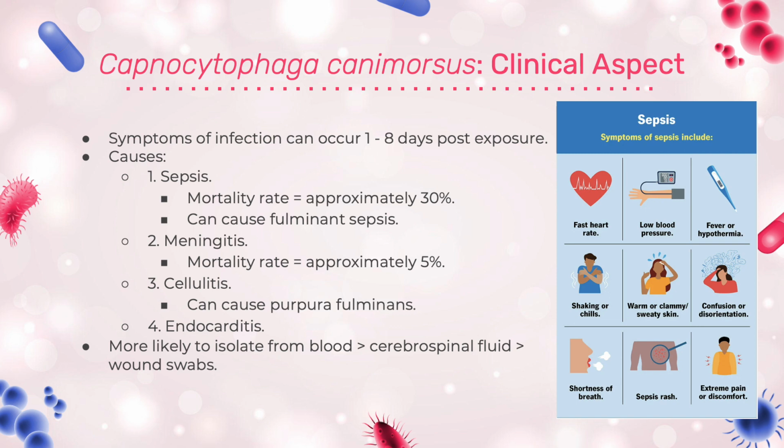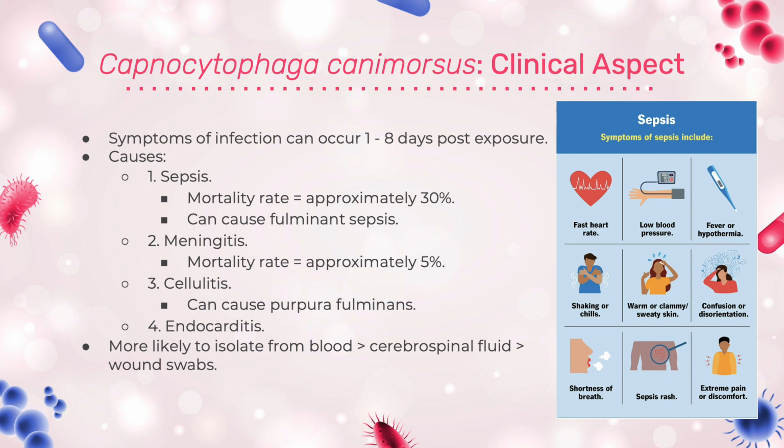The mortality rate of sepsis is approximately 30%, and Capnocytophaga canimorsus has its own documented mortality rate of 20 to 30%, which means that 1 in every 3 people with this bacteria in their blood will unfortunately pass away. In addition, Capnocytophaga canimorsus can also cause a condition known as fulminant sepsis, which is a really bad form of sepsis that comes on fast and is extremely difficult to treat in time.